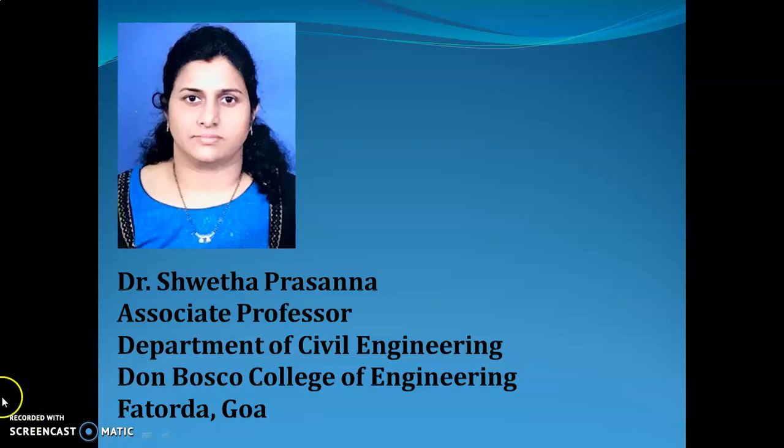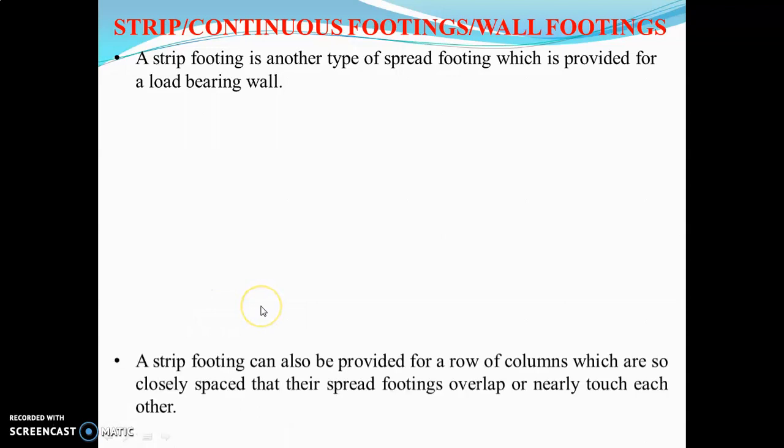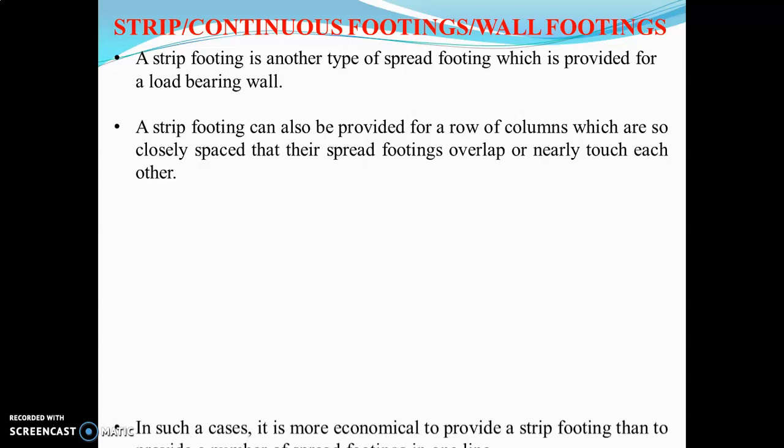Hello my dear students, let us continue with the next type of footings, that is strip or continuous footings. A strip footing is another type of spread footing which is provided for a load bearing wall. A strip footing can also be provided for a row of columns which are so closely spaced that their spread footings overlap or nearly touch each other.